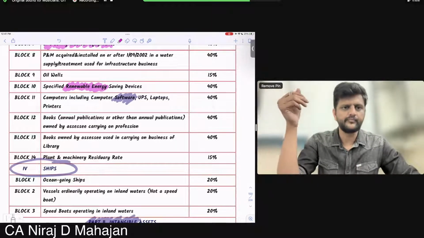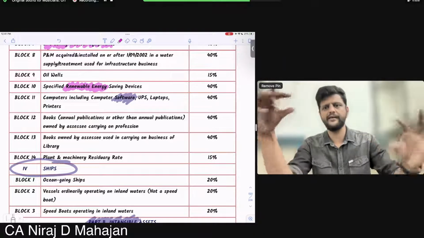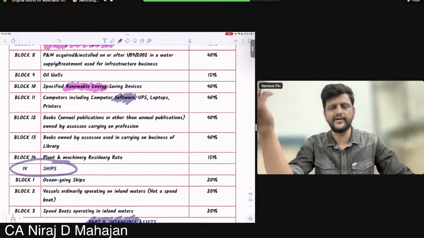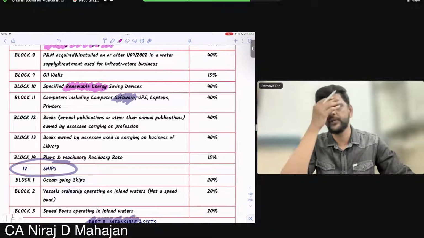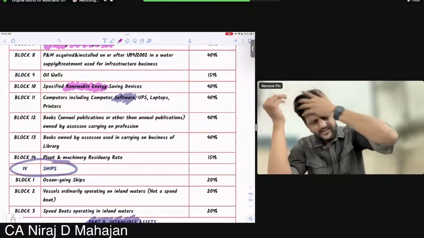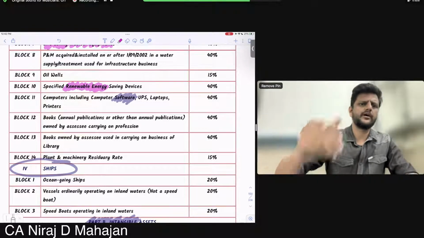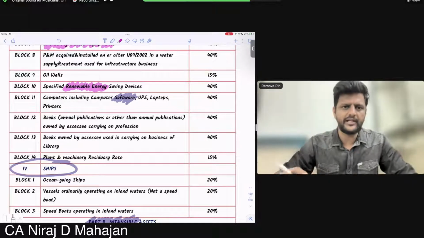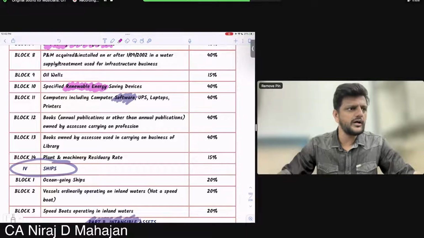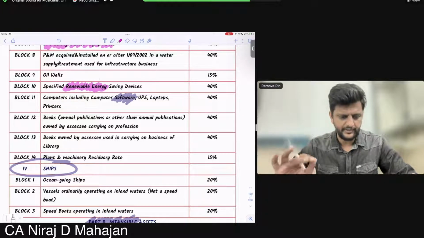Another block. So I hope you're understanding, we are categorizing them. So I will not put oil well in block number 10, bachcho. They're exactly opposite, in fact. Oil well and renewable energies. Block 11. Computers including, here now I am giving the clarification, computer software. UPS, you know, uninterrupted power supply. Not unlimited, uninterrupted power supply.